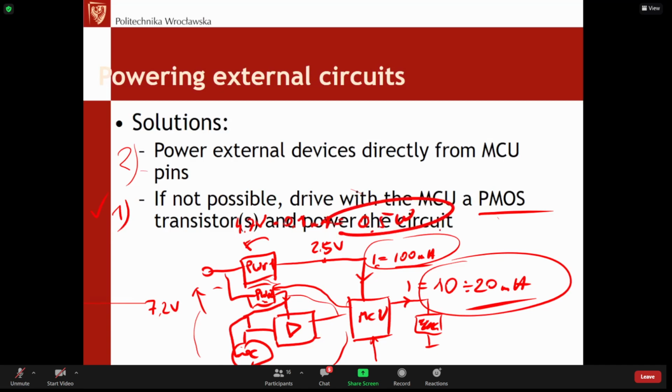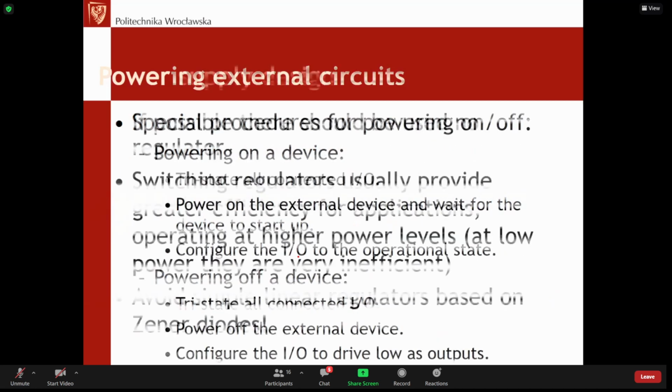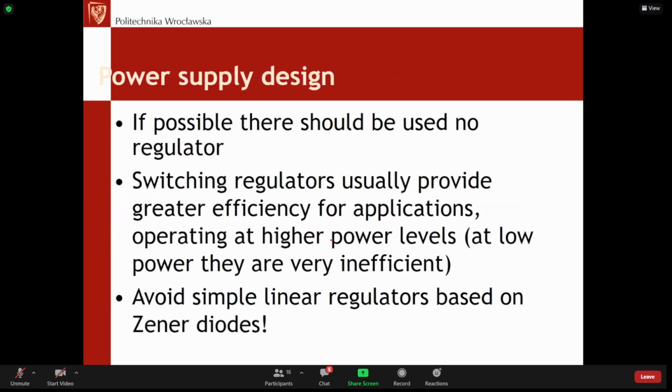Not 25 microwatts that a capacitor has, but half a watt, which is simply lost, simply dissipated here on the linear regulators. So generally, in case of low power circuit, there should be no regulator at all. If you need a regulator in your design, then we never use the linear regulators. Only switching regulators should be used.